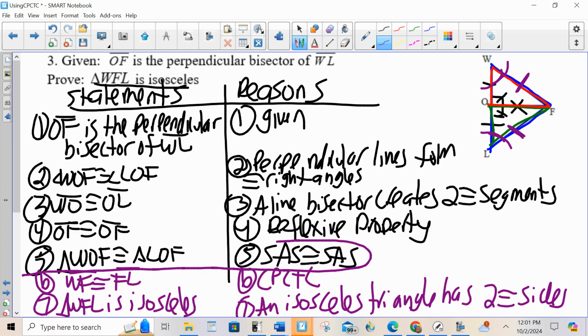And once the triangles are congruent, I'm using CPCTC to either get two sides of the triangle congruent or two angles of the triangle congruent. It doesn't matter which. Sometimes you'll have a choice. Sometimes you won't.